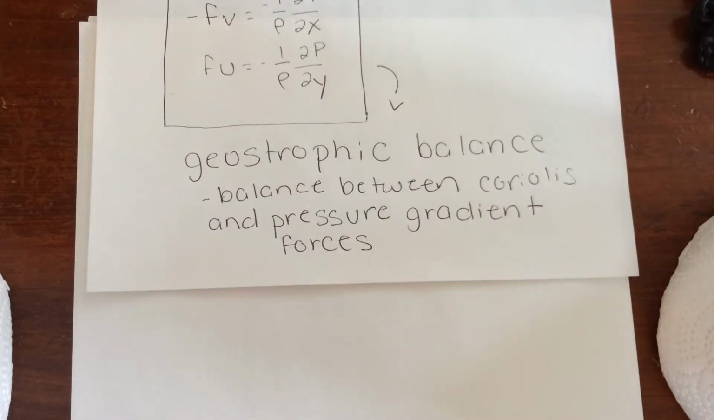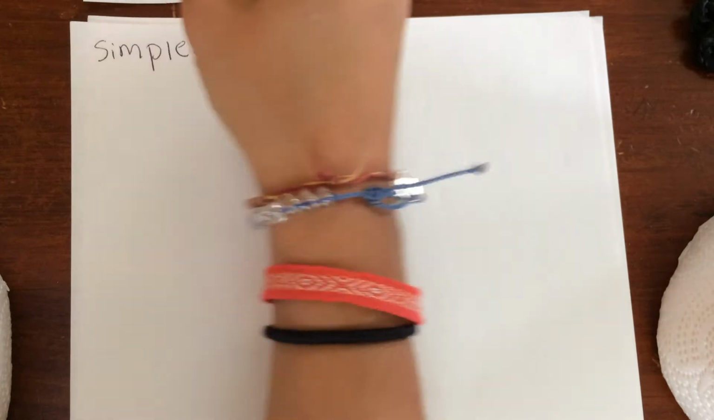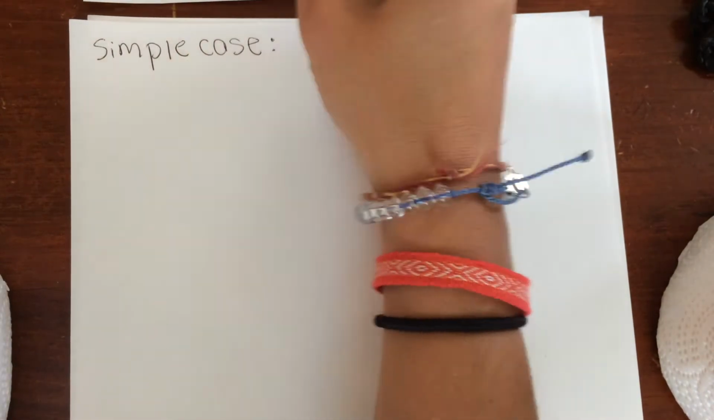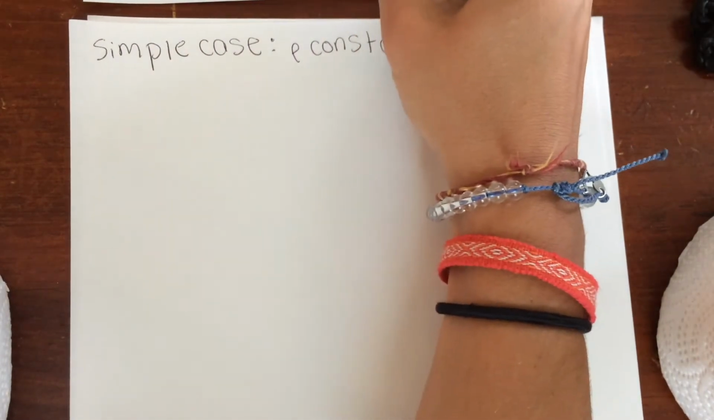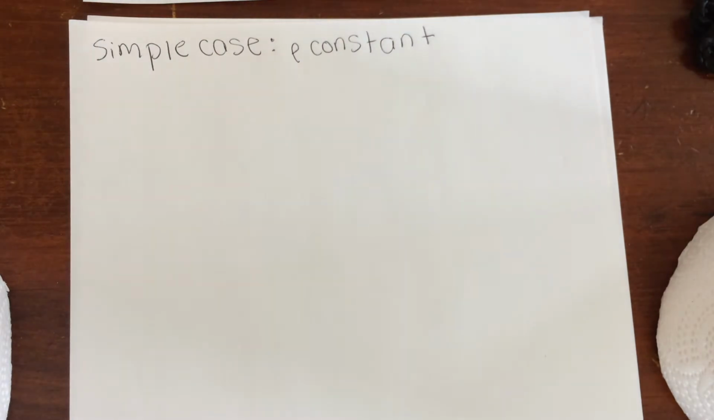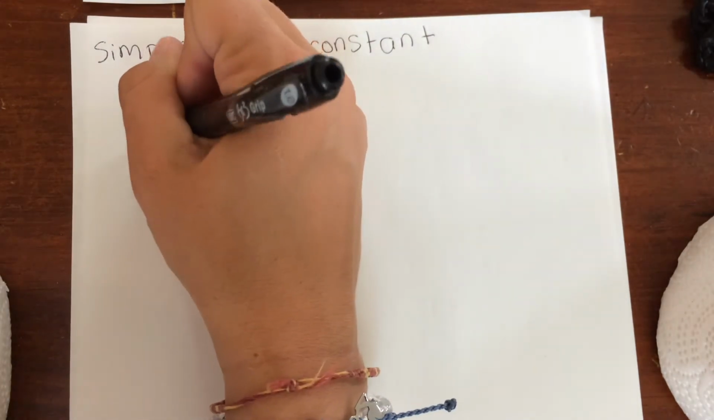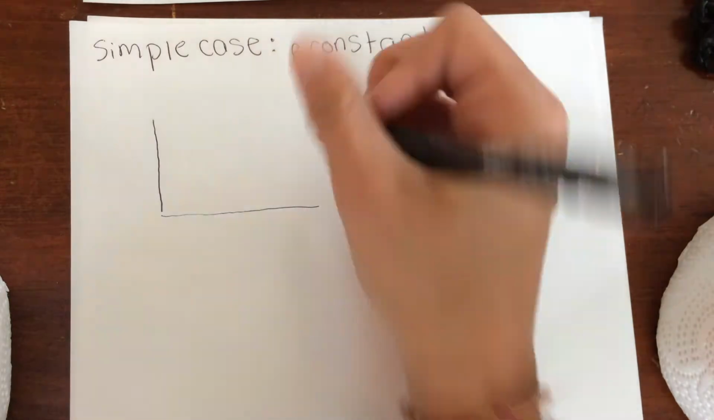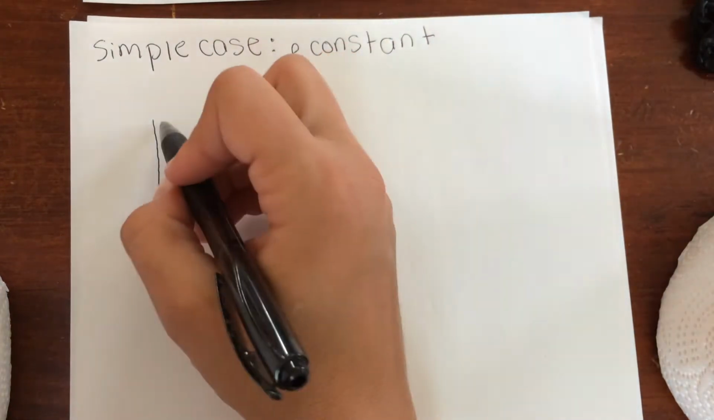We can use this balance to solve for velocities in layers of the ocean. We will start with a very simple case, where we hold density constant throughout the water column, and therefore have only a one-layer scenario. Here's our box ocean. In this simple case, we have a tilt in the sea surface height so that the right-hand side is slightly higher than the left-hand side.